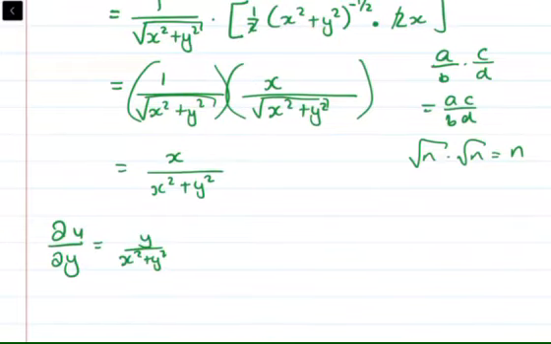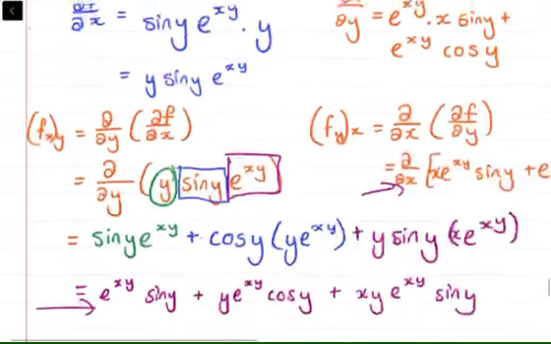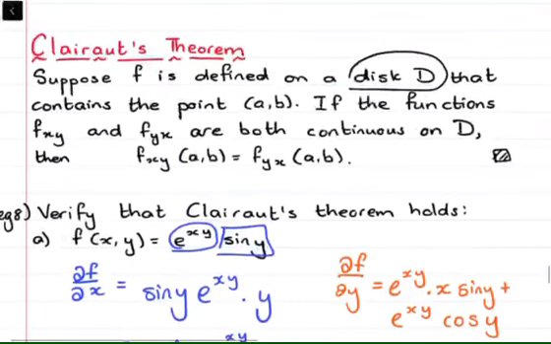So then now your duty is to find the other derivatives and show that indeed the derivatives with respect to xy and yx are the same. That is what Clairaut's theorem does.